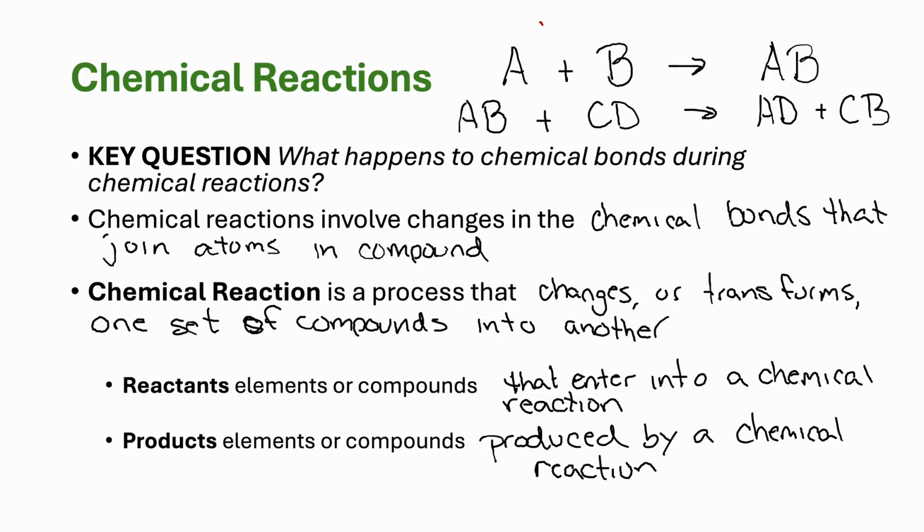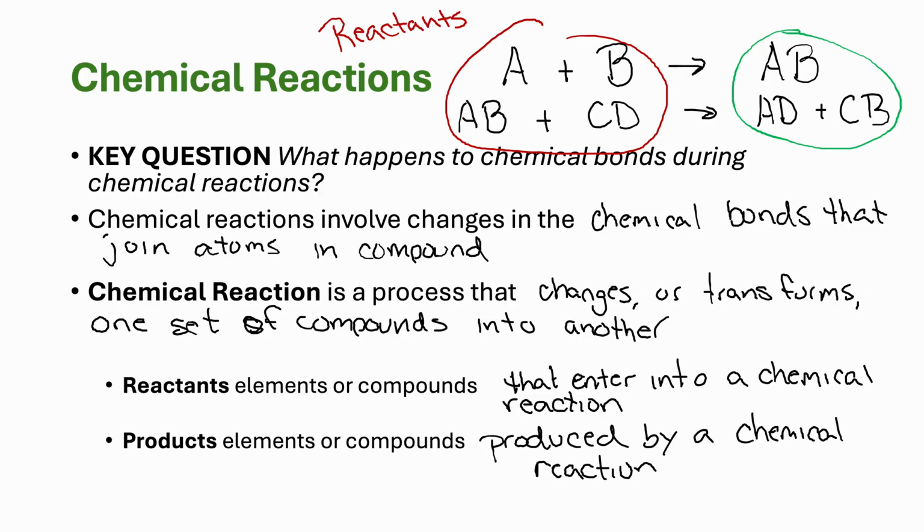So if we look at this stuff right here, those are going to be our reactants, what we start with in the chemical reaction. What we finish with, or what we produce, are our products. So again, that is the gist of a simple chemical reaction.